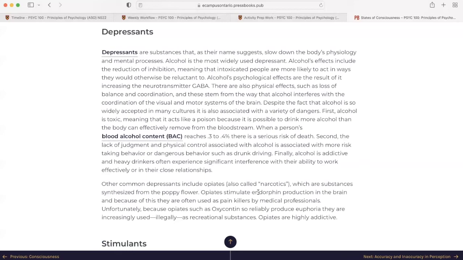Other common depressants include opiates, also called narcotics, which are substances synthesized from the poppy flower. Opiates stimulate endorphin production in the brain, and because of this, they are often used as painkillers by medical professionals. Unfortunately, because opiates such as oxycodone reliably produce euphoria, they are increasingly used illegally as recreational substances. Opiates are highly addictive.